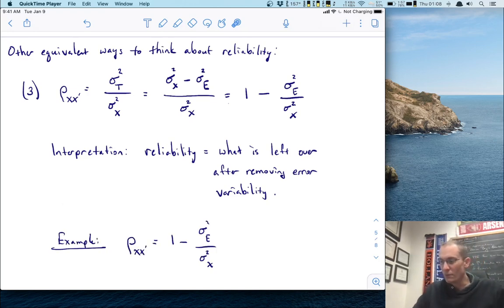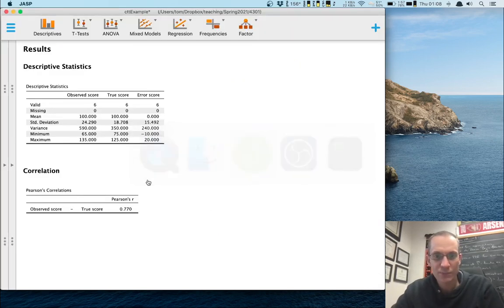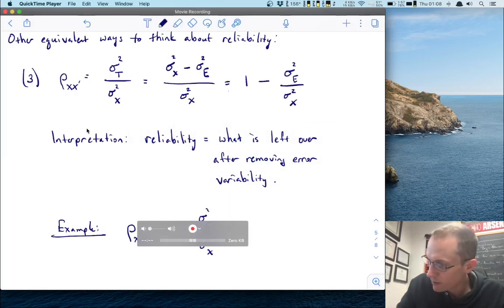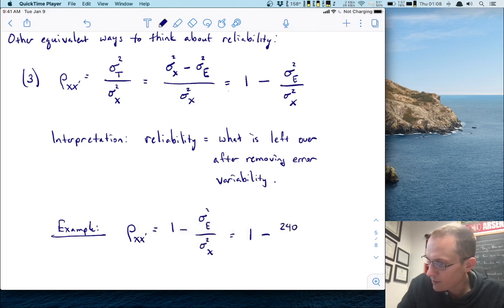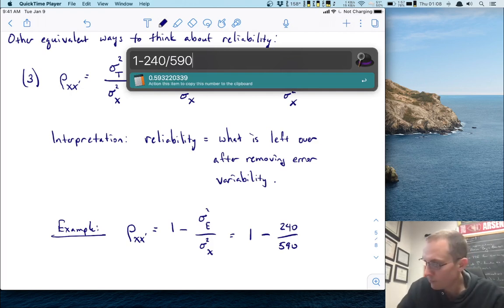Let's apply that to our example. In our example, we had a reliability coefficient equal to, well, let's see. This tells us that it's 1 minus the error variance divided by the observed score variance. Let's pop back over to JASP real quick and remind ourselves what those are. That's going to be 240 over 590. Okay, so let's write those down. This will be 1 minus 240 over 590. And if I figure out what that is, well, let's open up the calculator. 1 minus 240 divided by 590. And you'll notice it turns out to be 0.59.